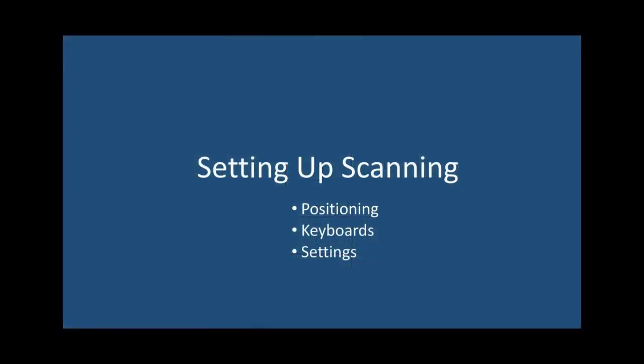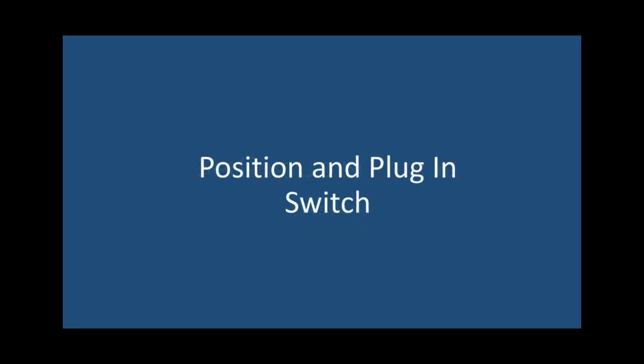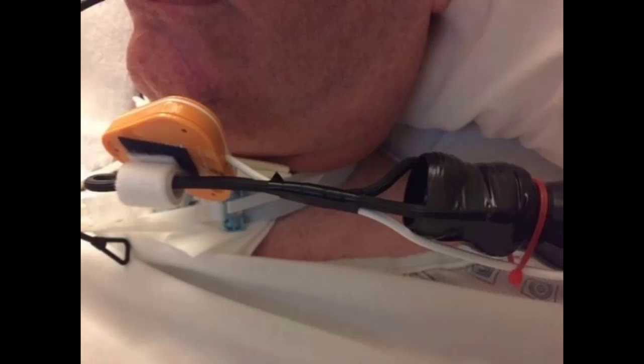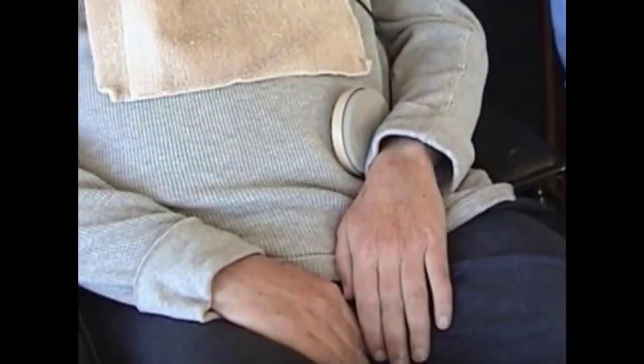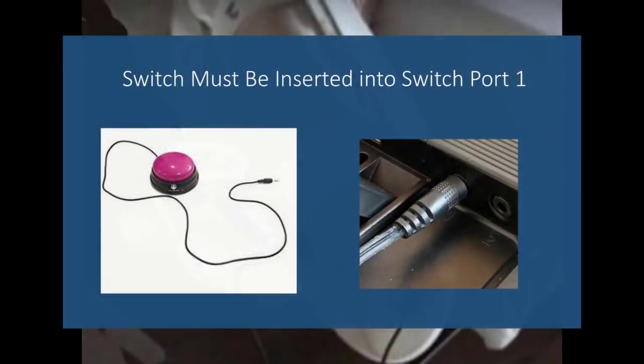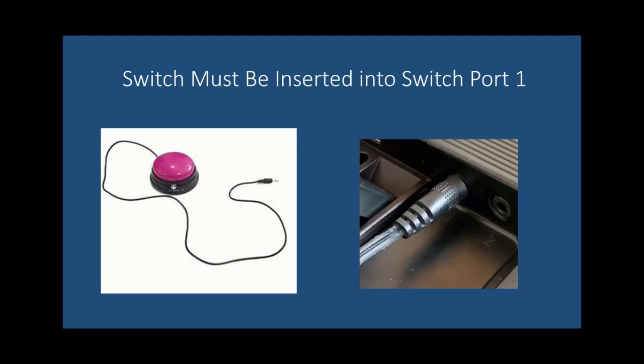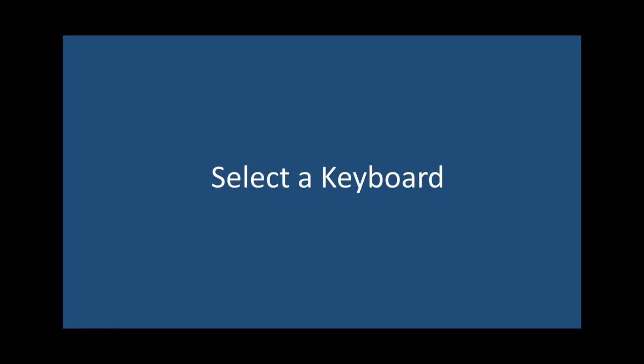Setting up scanning. A helper will be required for this initial setup, but once completed, the user will be able to independently change the scanning speed and even alternate back and forth between scanning and another access method they're using. Begin by making sure the switch is positioned so the user can easily activate it. Otherwise, he or she won't be able to control the device once scanning is enabled. Now, plug the switch into switch port 1, usually located on the back or side of your speech device and labeled with a 1.